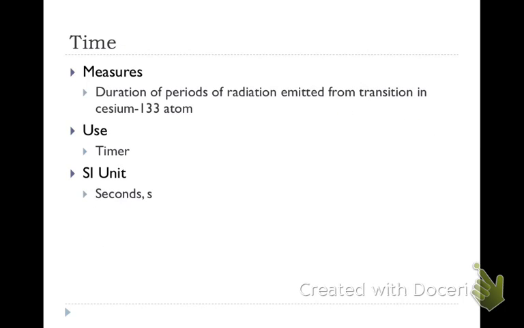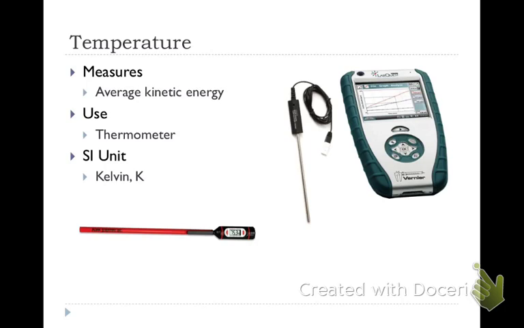Time measures the duration. This is actually funny, the second represents the duration of periods of radiation emitted from transitions in cesium-133 atoms. So we'll talk about electron radiation or emission spectra, but it's kind of cool because the second is dependent on an atom that we'll discuss later on, or radiation from that atom. We use a timer to help us out with this, and its SI unit is seconds. It's little s. A lot of times I'll write SEC. That's not good of me to do because the actual symbol is just an s.